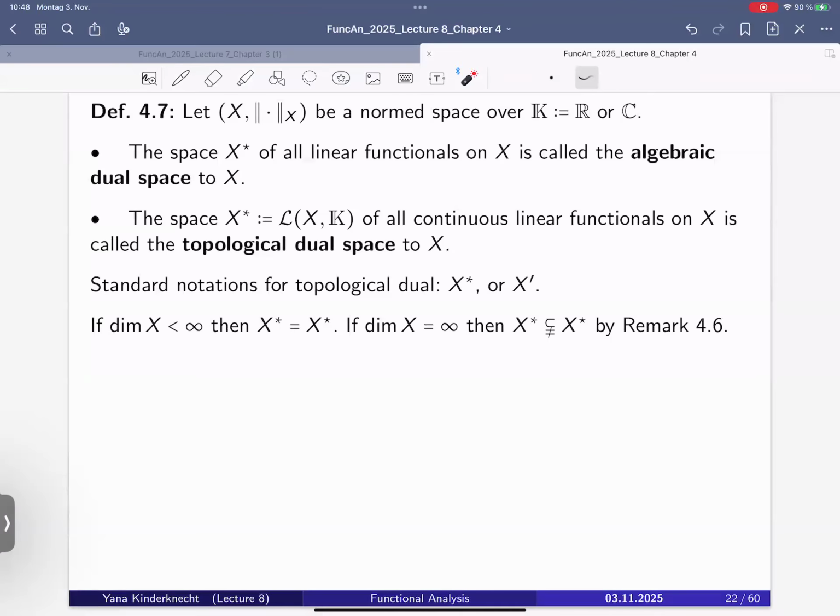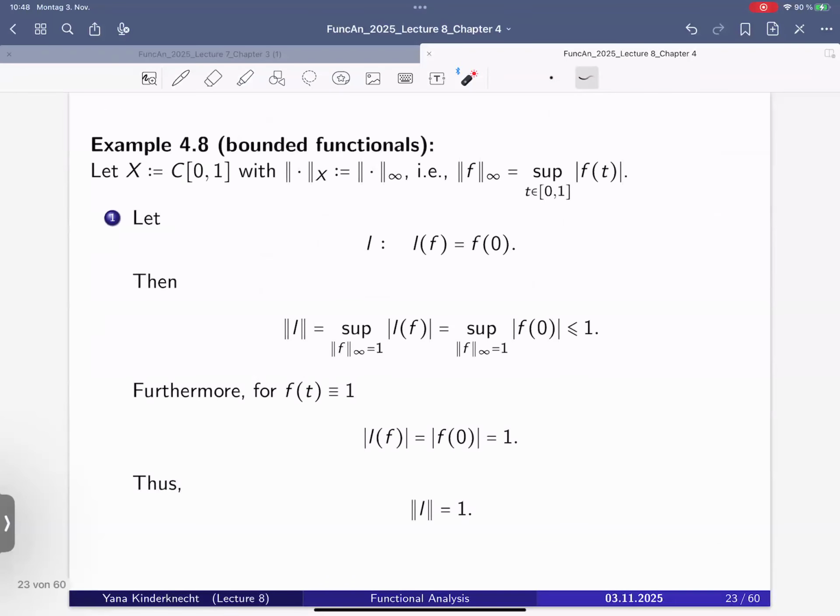So this is an important space, and it will be discussed within the lecture course. Now some examples of bounded linear functionals, that is elements of X star, with this snowflake star. Okay, so we consider as the normed space the space of continuous functions defined on the segment from 0 to 1 with supremum norm.